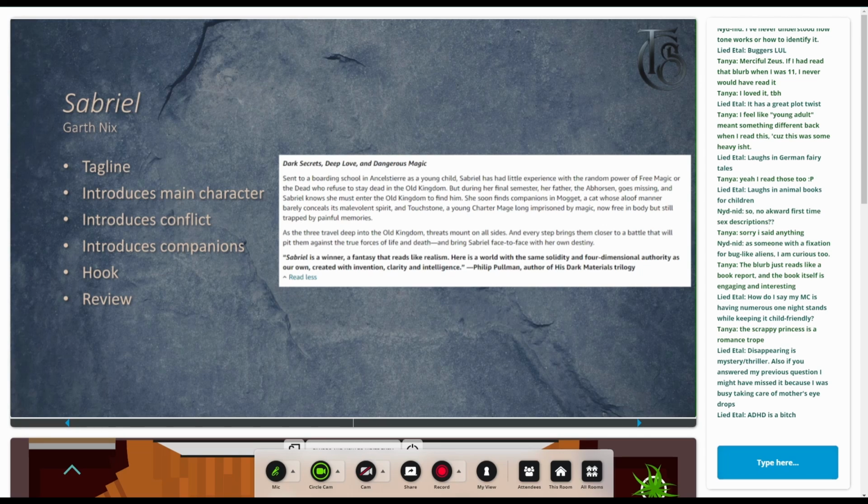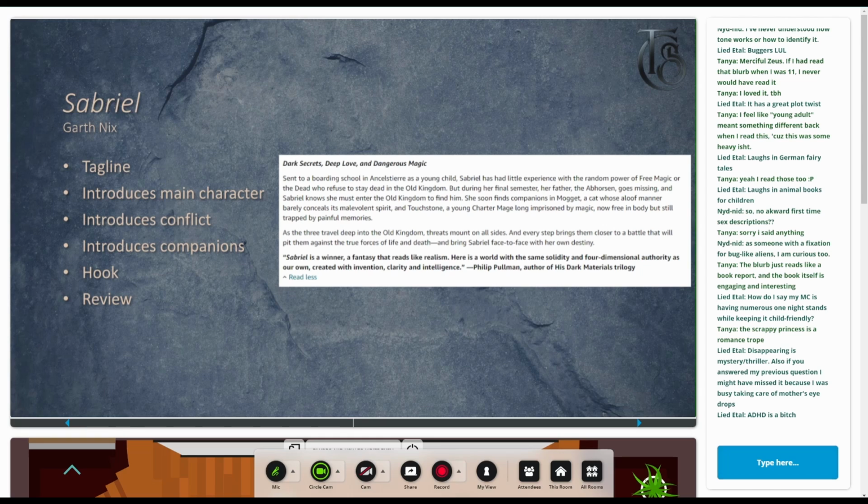As the three travel deep into the Old Kingdom, threats mount on all sides, and every step brings them closer to a battle that will pit them against the true forces of life and death, and bring Sabriel face to face with her own destiny. Sabriel is a winner, a fantasy that reads like realism. Here is a world with the same solidity and four-dimensional authority as our own, created with invention, clarity, and intelligence. Philip Pullman, author of His Dark Materials trilogy.